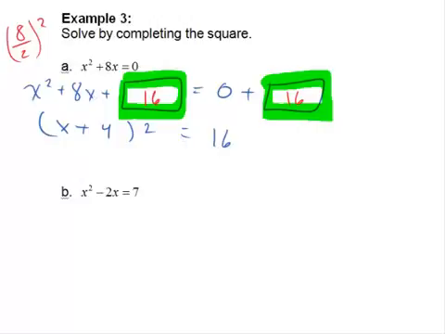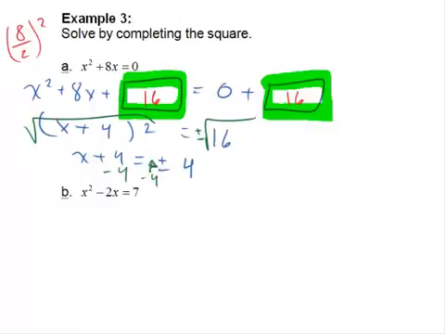My goal is to get to x. So I'm going to square root to undo that squared, plus or minus here, which gives me x plus 4 equals plus or minus square root of 16, which is also 4. Going to subtract 4 from both sides. Make sure you slip that in front of your plus minus. So x equals negative 4 plus or minus 4. And because there's two answers here, I want to find what both of them are. x is negative 4 plus 4, which is 0, and x is negative 4 minus 4, which is negative 8.